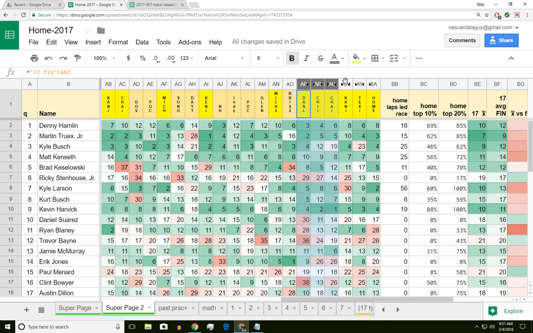These are really the numbers that I want to weigh when I say, okay, who has good current form? Who is running well at the intermediate tracks? Who's finding their way into the top 10 consistently? Who's running fast laps, which is really important, and laps led? For the most part, you're going to have a good idea of who's a top 10 car, a top 20 car already. And if you look at these numbers, you're going to quickly be able to figure it out.